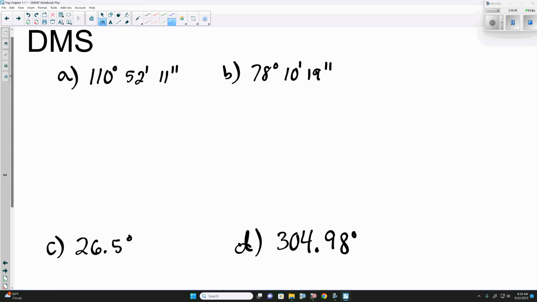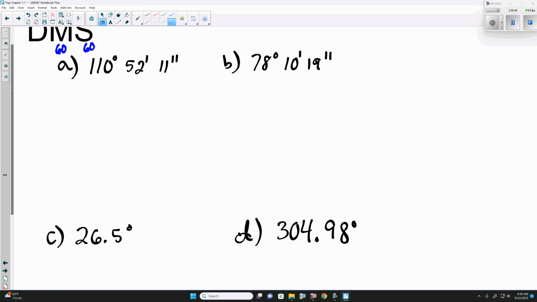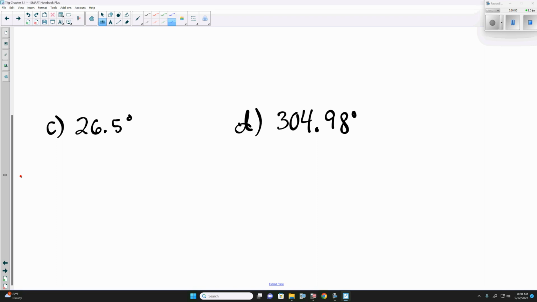Because there's how many minutes in an hour? 60. And there are also 60 seconds in a minute. So we'll do A and B second. I want to look at C and D first. Because if I want to convert to degrees, minutes, seconds, well, we already have the 26 degrees.